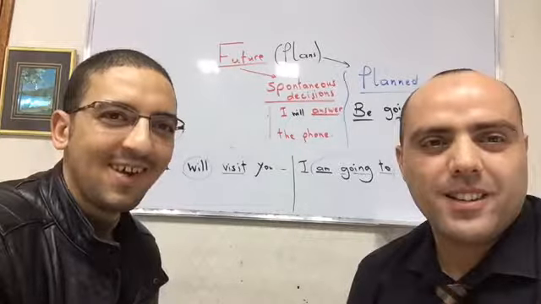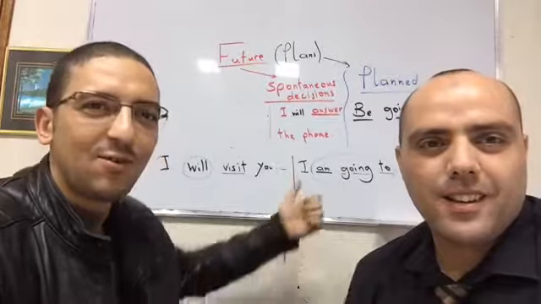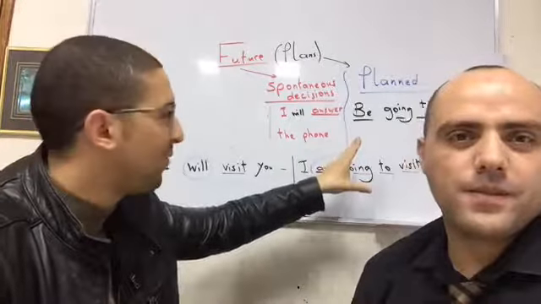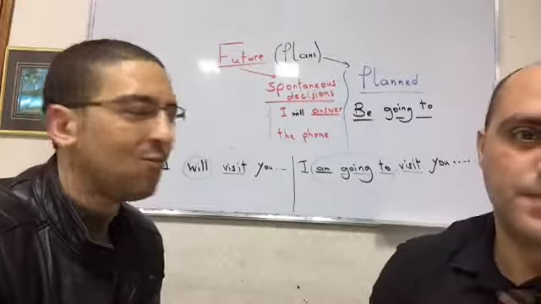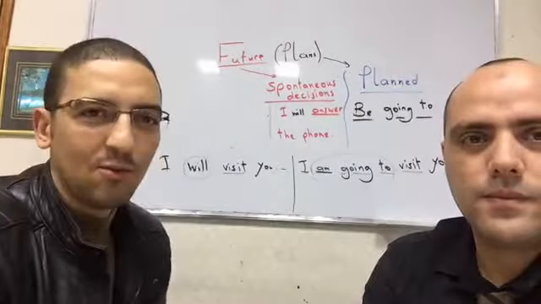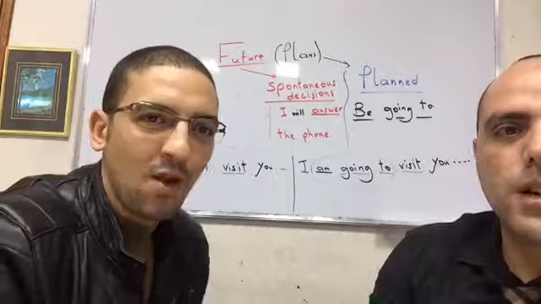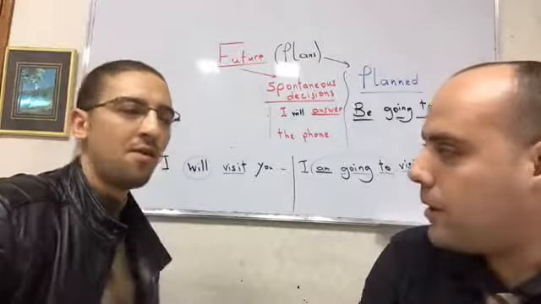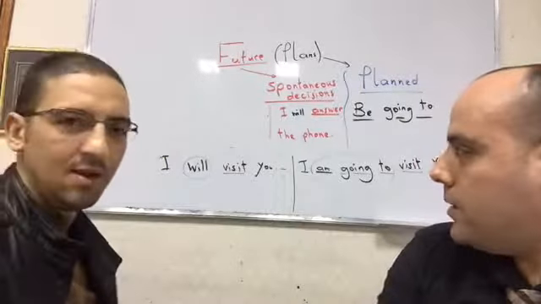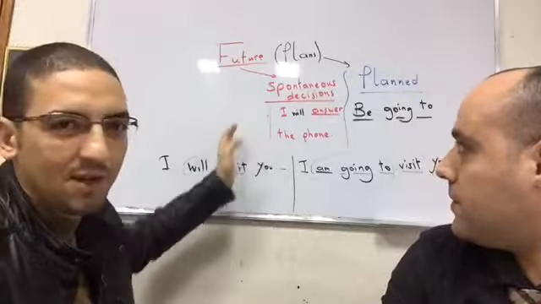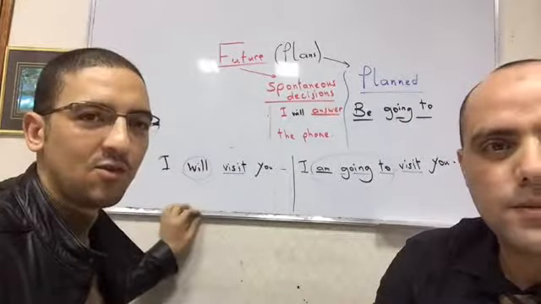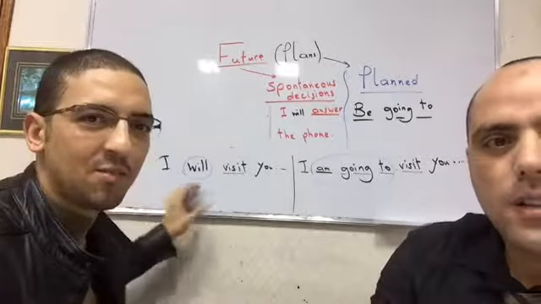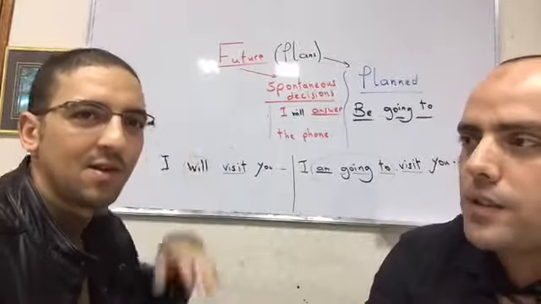And to talk about future plans, we use be going to, like I'm going to visit you. What's the difference between them? The difference is written on the board here. This comes without planning, like I will visit you. This is spontaneous. This is a quick decision.